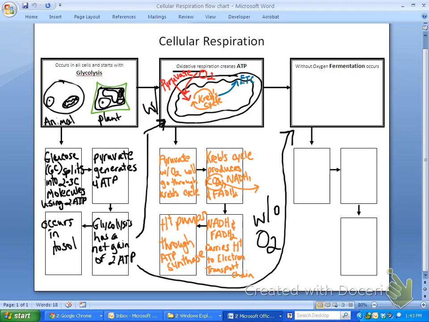So it pumps through the ATP synthase, creating ATP. So it creates ATP. Technically 34 ATP. So again, it creates 34 ATP because the hydrogen is actually being pumped back through the ATP synthase.